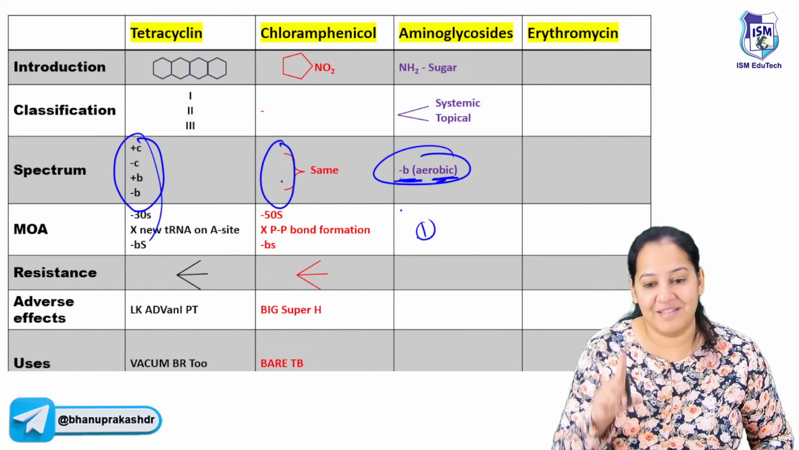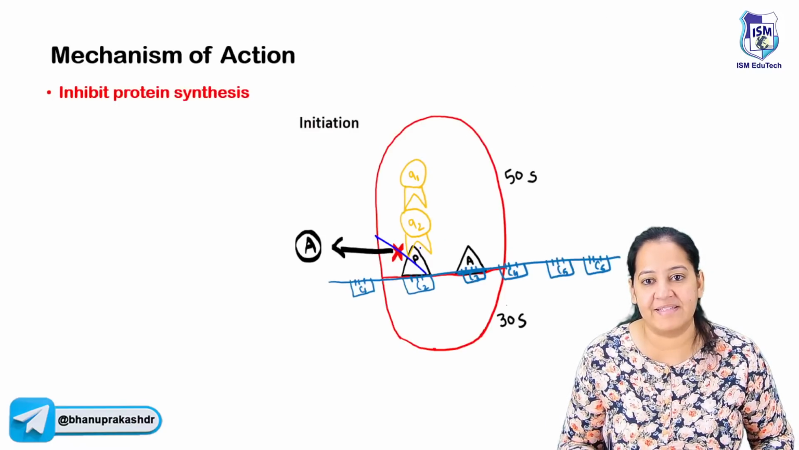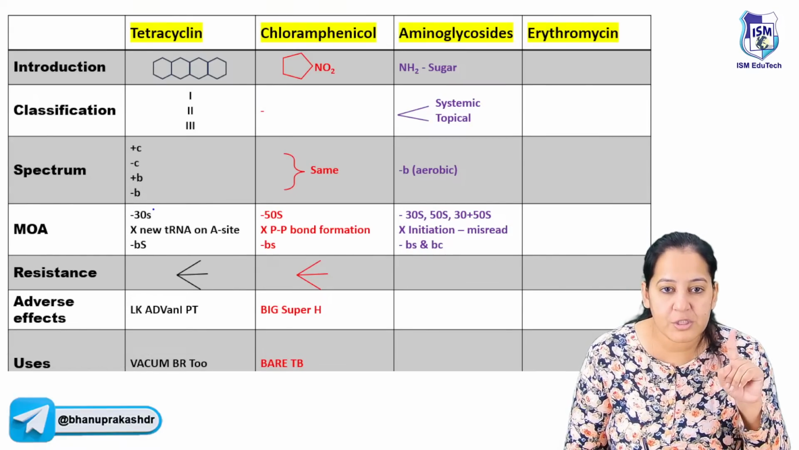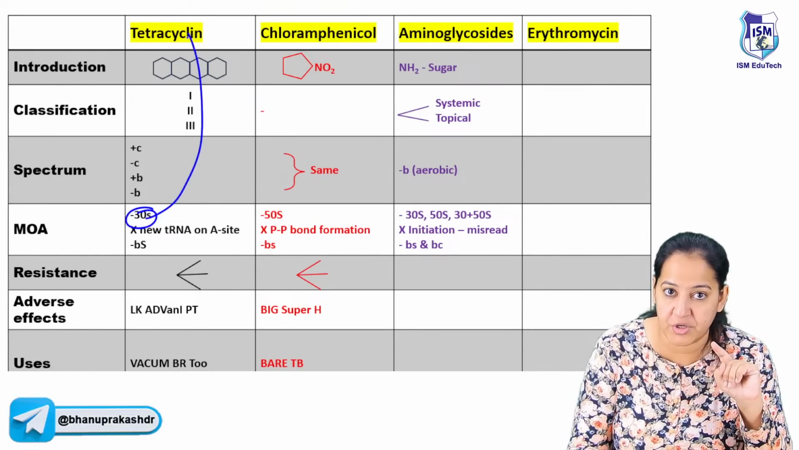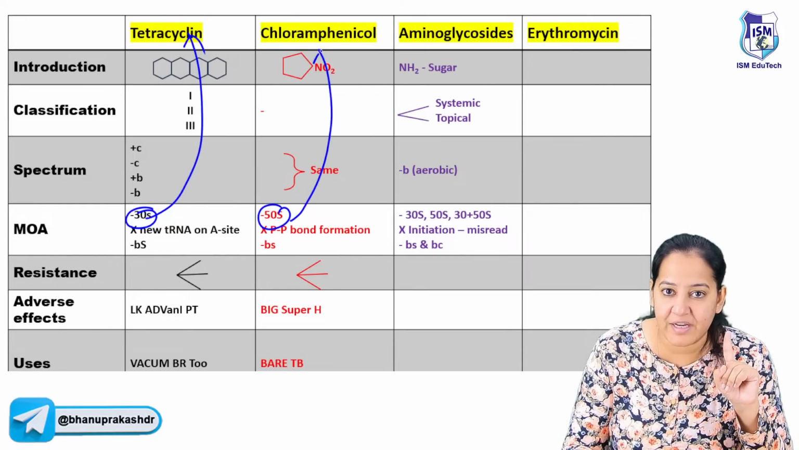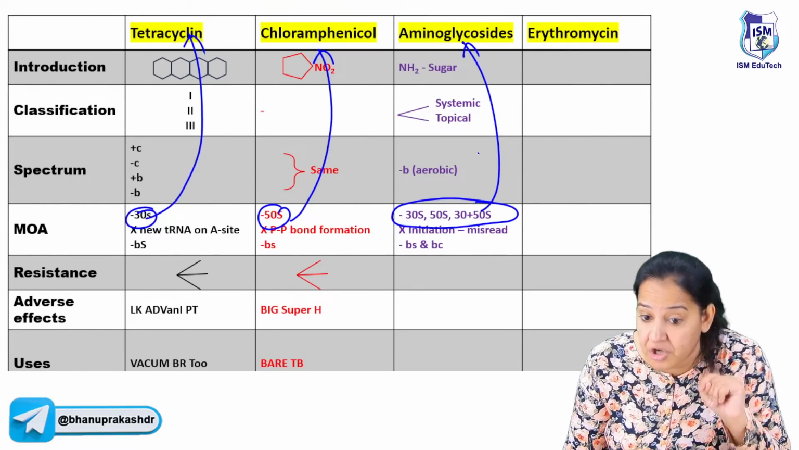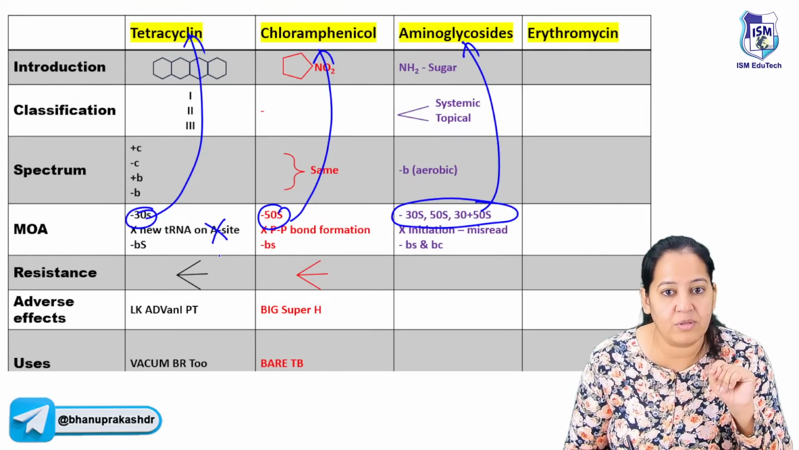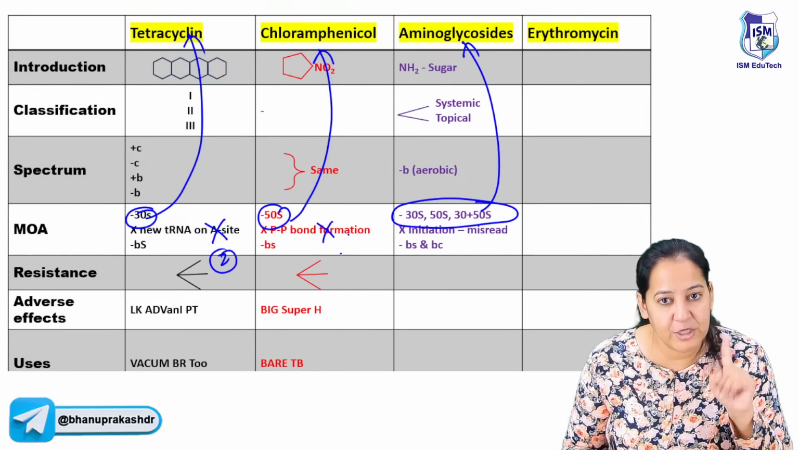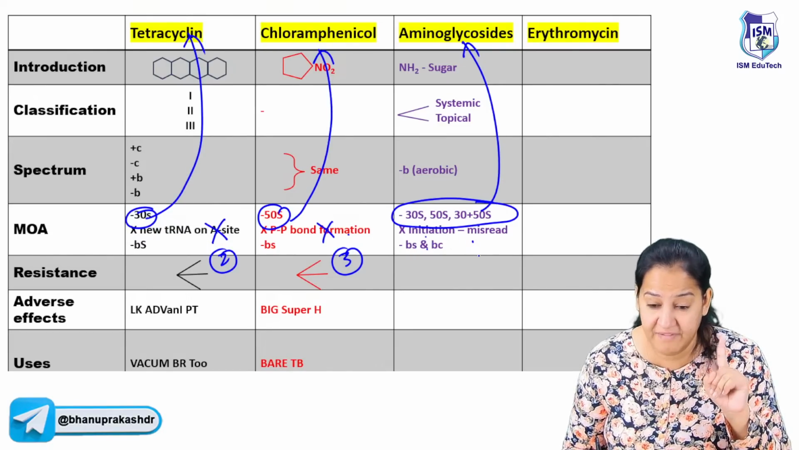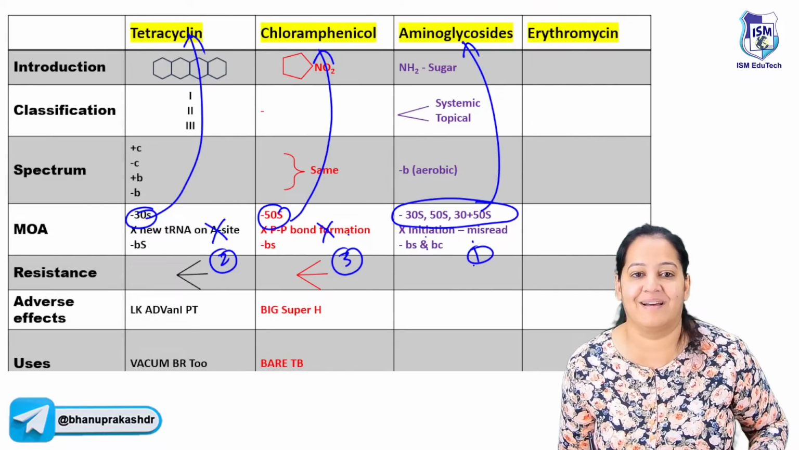Mechanism of action, it inhibits step number 1. Step number 1, that is initiation. It inhibits P window. So this one was acting on 30S. You get a question on that. This one acts on 50S. You get a question on that. This one acts on 30S as well as 50S as well as the junction. You get a question on that. This one is inhibiting A window, that is step number 2. This one is inhibiting P to A shift, that is step number 3. This one is inhibiting P window, that is step number 1. Okay, so please learn that.